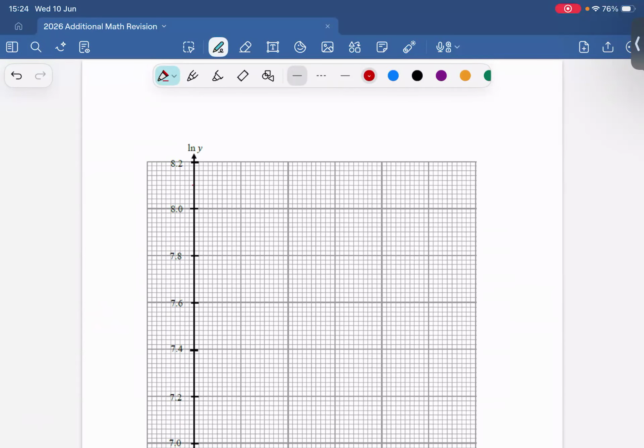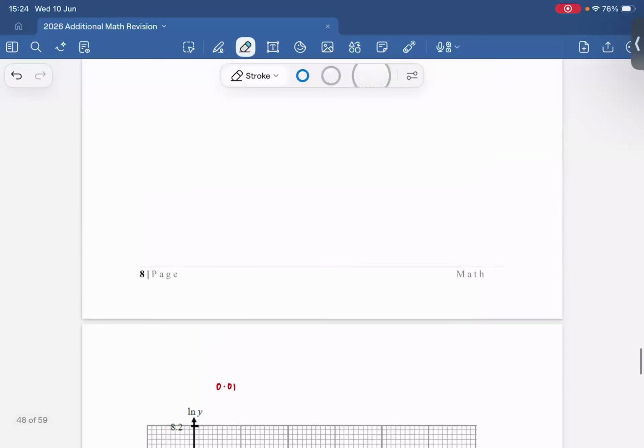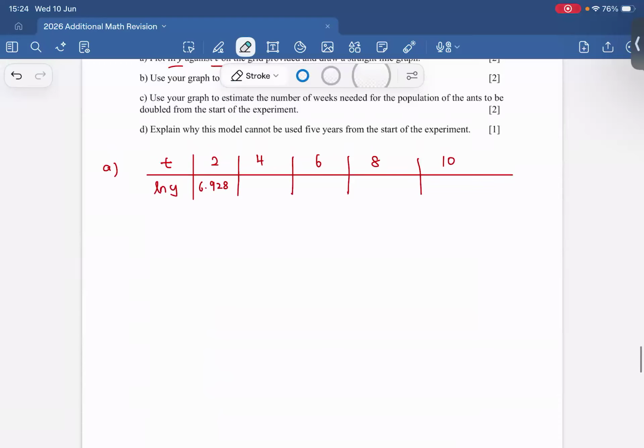So this is 8.1. This is 8.02. Means today we can read until 0.01. So you should leave until 2 decimal places. Okay, the smallest we can read is only 2 decimal places. So just leave the 2 decimal places will be sufficient.